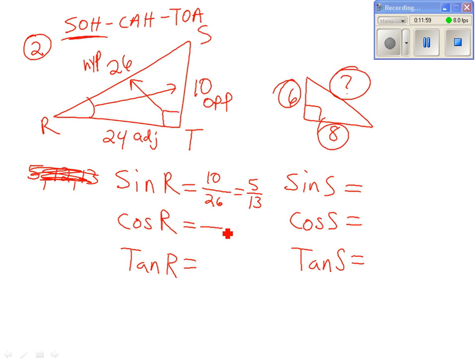Cosine is adjacent over hypotenuse, so 24 over 26. Somebody reduce that for me before I write it down. I don't feel like writing it twice. 12 over 13, and then you need to change that to a decimal.